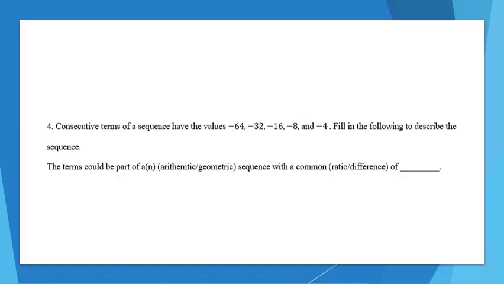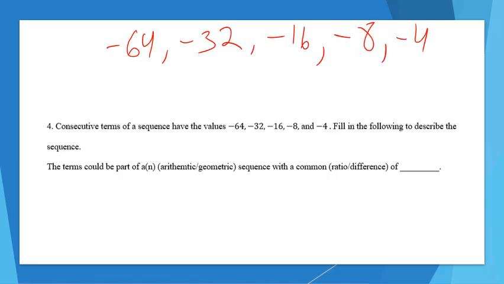Number four, consecutive terms have the values negative 64, negative 32, negative 16, negative 8, negative 4 for a sequence. Fill in the following to best describe the sequence. So here, just taking a look at these terms, right, we see negative 64, negative 32, negative 16, and it's pretty easy to tell that this is going to be a multiplication rule, right? If you try adding the same number, right, this would be plus 32. If you continue that, it's not going to work. So it's probably going to be geometric.